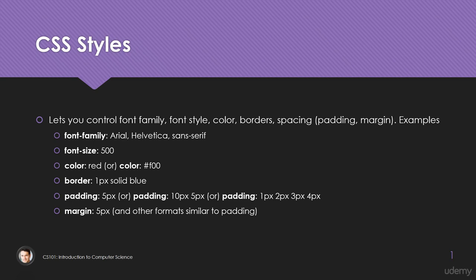You can specify the font size, the color of the text, the border around the text, the padding, which is the spacing around the block that contains this text, and margin. These are just a small subset, but probably the most commonly used CSS styles for formatting HTML elements.